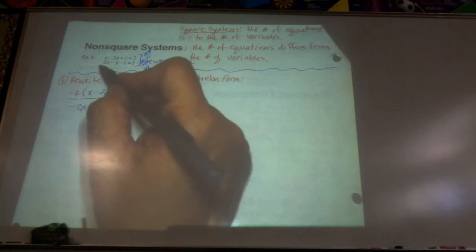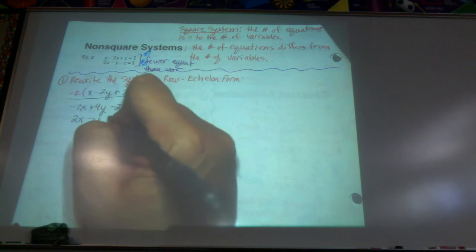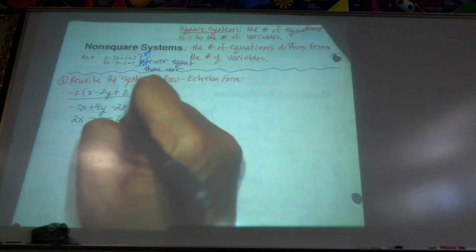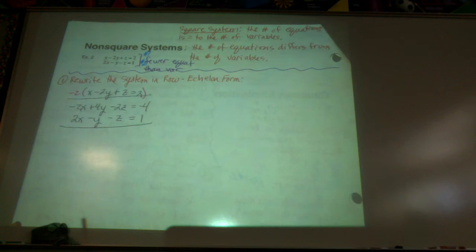And then put your second equation right below that, 2x minus y. Less in your head, more on paper. If you can free up your brain to think by putting it on paper, you're going to make less mistakes. That's my point.